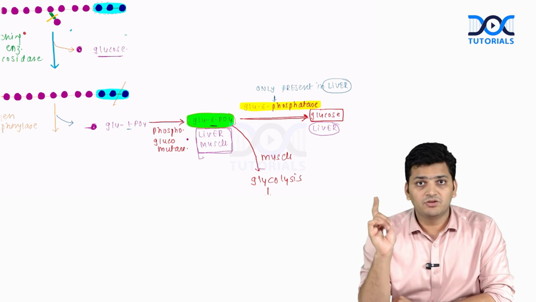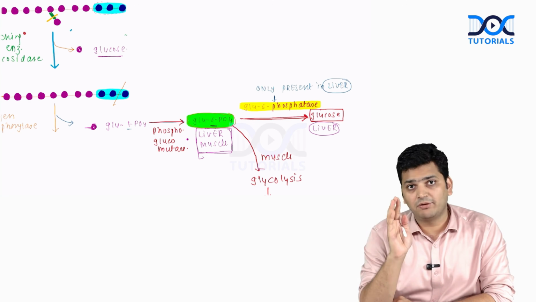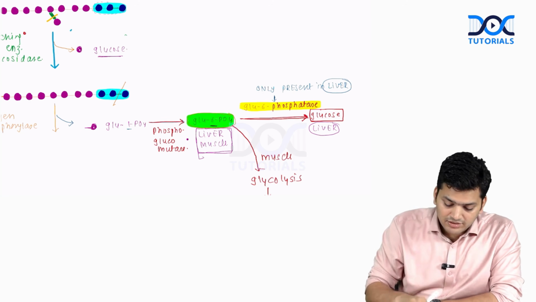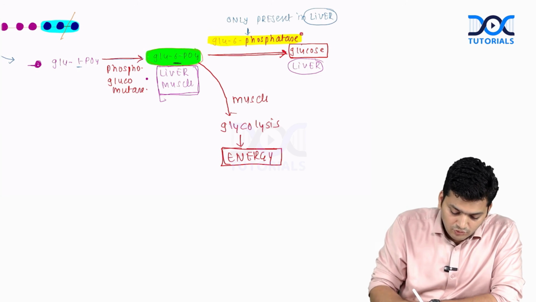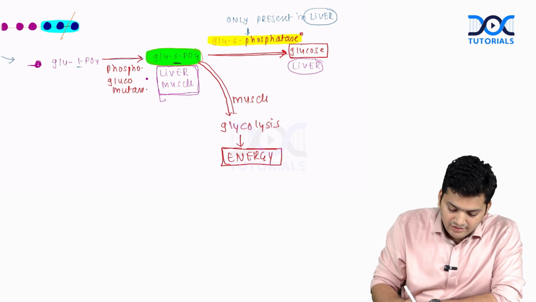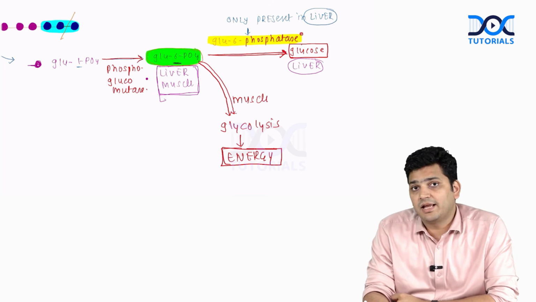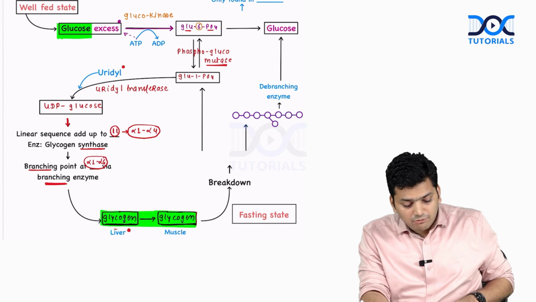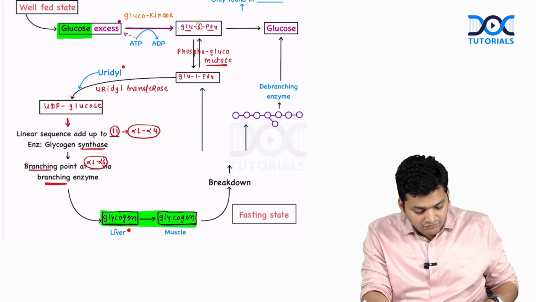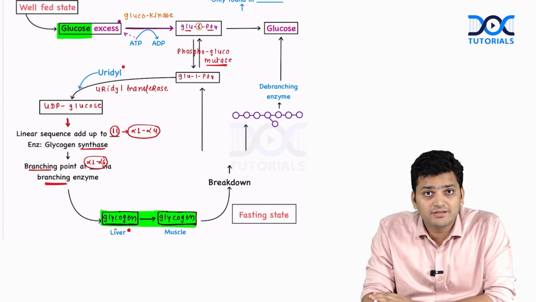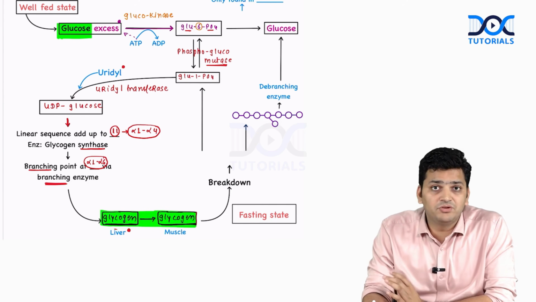Liver can generate glucose from glycogen. But what will the muscle do? The muscle does not have this enzyme, so the glucose 6-phosphate will directly enter into glycolysis and give energy to the muscles. This is called glycogenolysis. Let's write down this information in the same pathway where we discussed glycogenesis. Here also we are going to write the glycogenolysis.